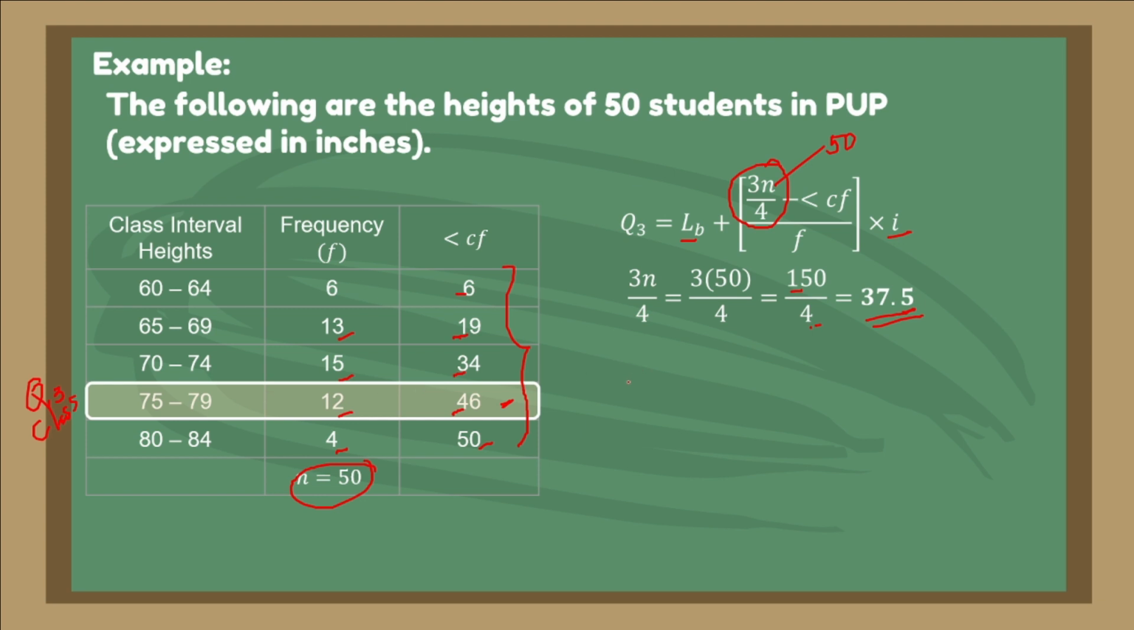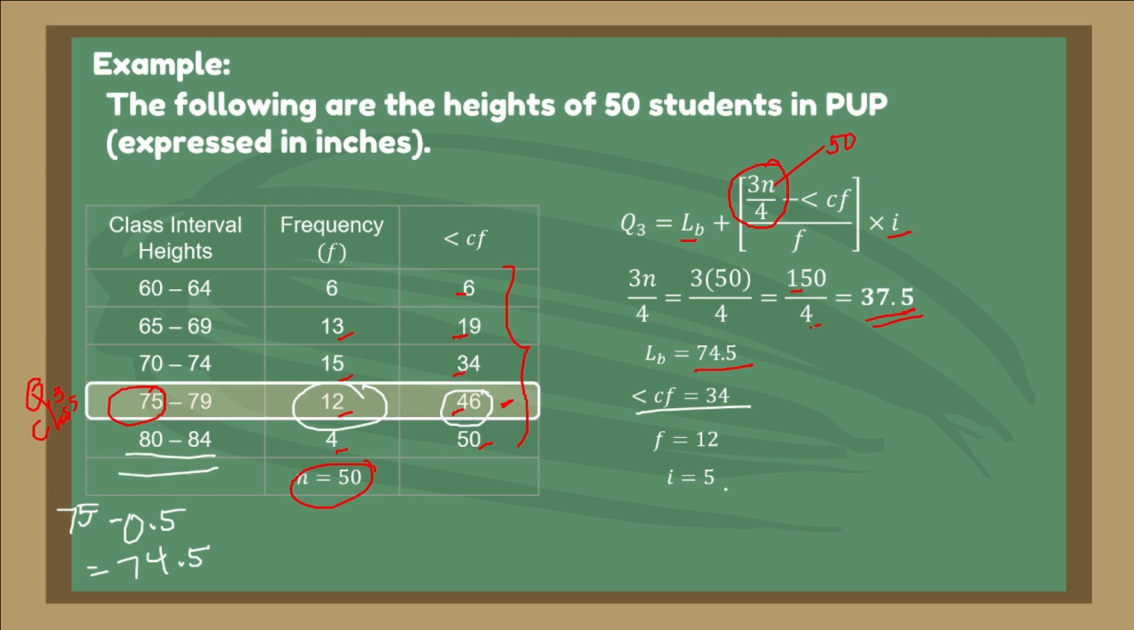Let us get the lower class boundary. Our lower class boundary is 74.5. It came from 75 minus 0.5, so we have 74.5. Next is less than cumulative frequency, the next number less than 46. So our less than cumulative frequency is 34. Next is frequency. Our frequency is 12. And our interval is 5, from the class interval here.